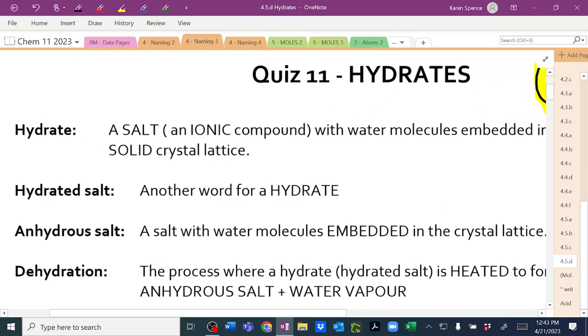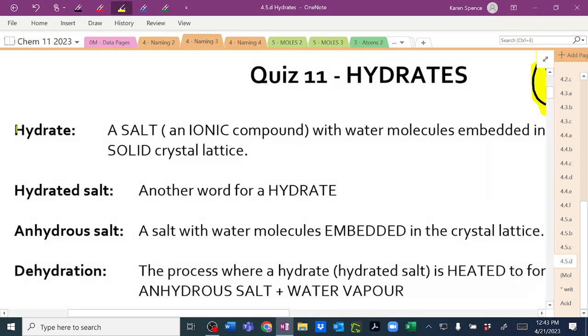So what is it when we say hydrate? A hydrate is a salt. And what is a salt? A salt is an ionic compound.